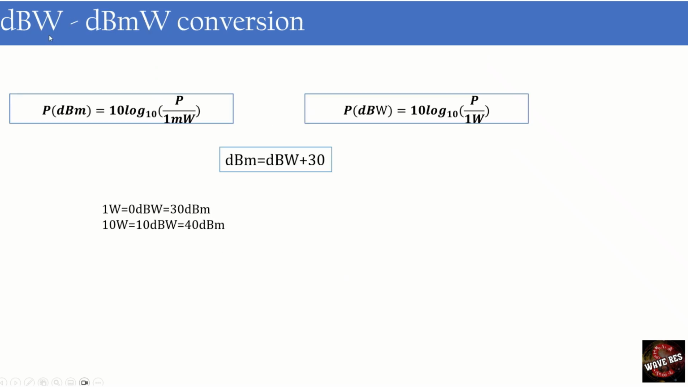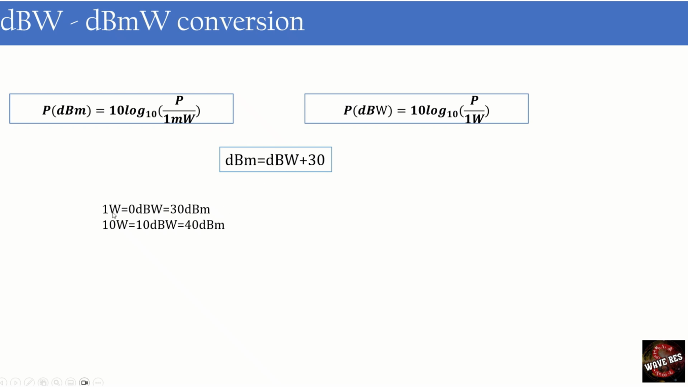If you want to convert from dBW to dBm or vice versa, you can use this equation, because the only difference between these two is the reference value. In dBW, we are using 1 watt as the reference, and in dBm, we are using 1 milliwatt as the reference. So, this can be used for the conversion. To convert into dBm, you can just add 30 to the dBW value.